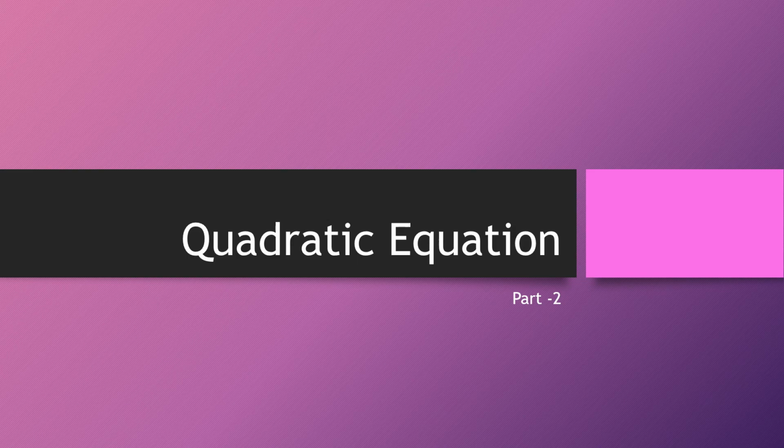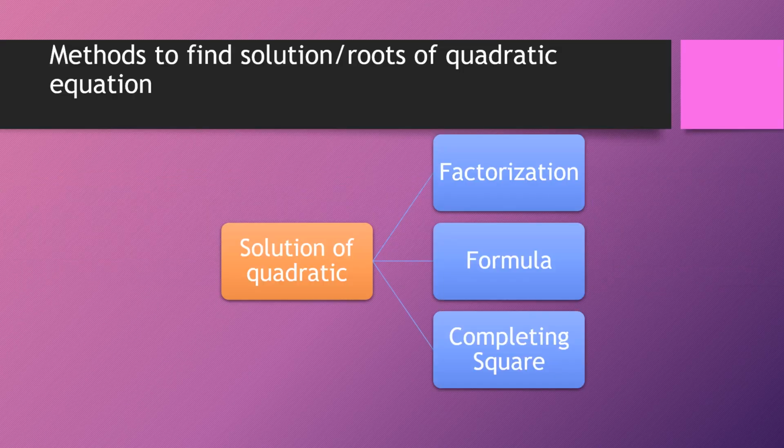Roots means what should be the value of x so that the quadratic equation gives you the answer 0. Some quadratic equations can have no roots, some may have one root, some may have two roots. So today we'll see how to find those values of x. There are three methods to find the values of x. One is the factorization method, the other is the formula method, and the last one is the completing the square method.